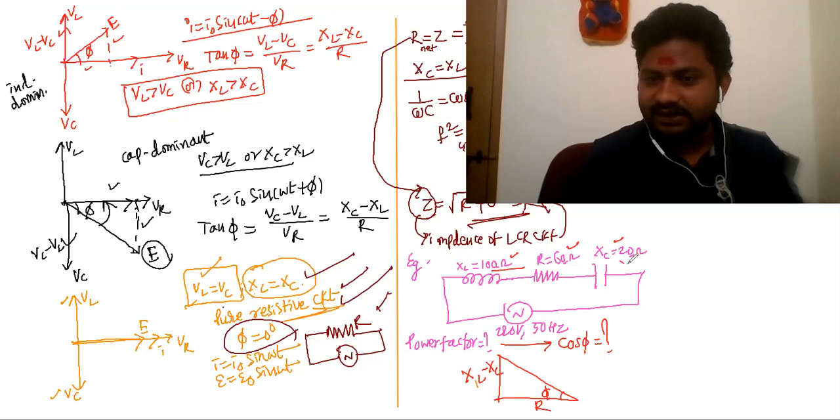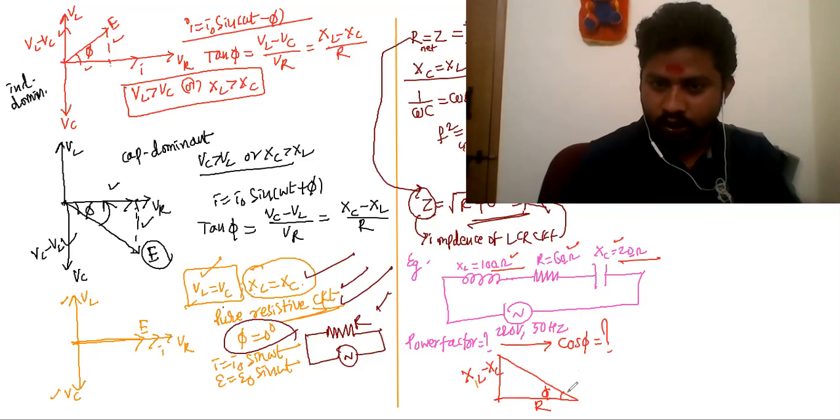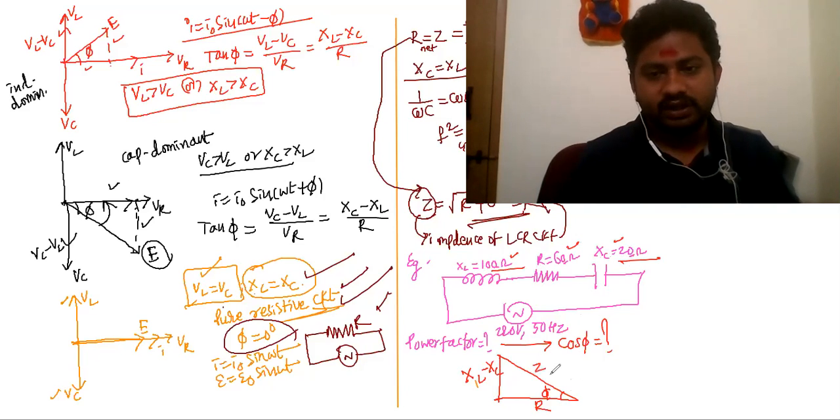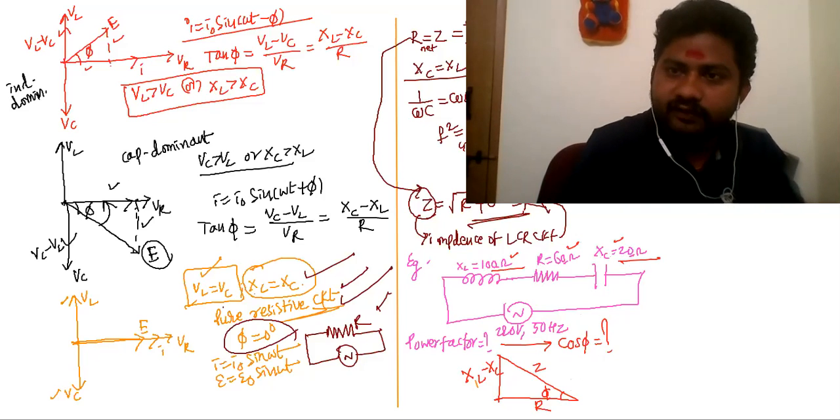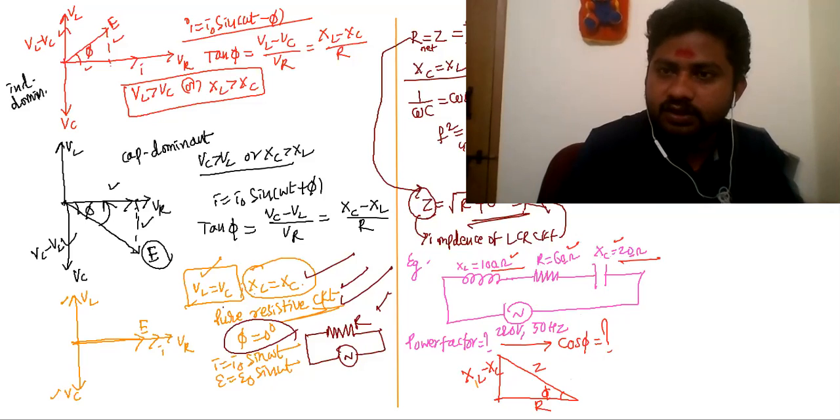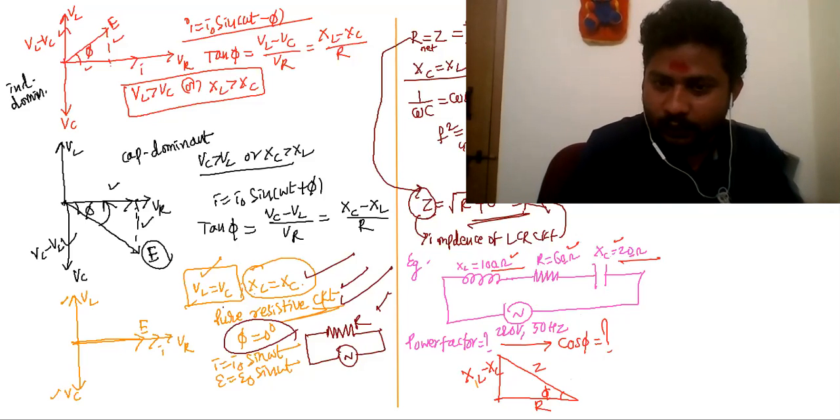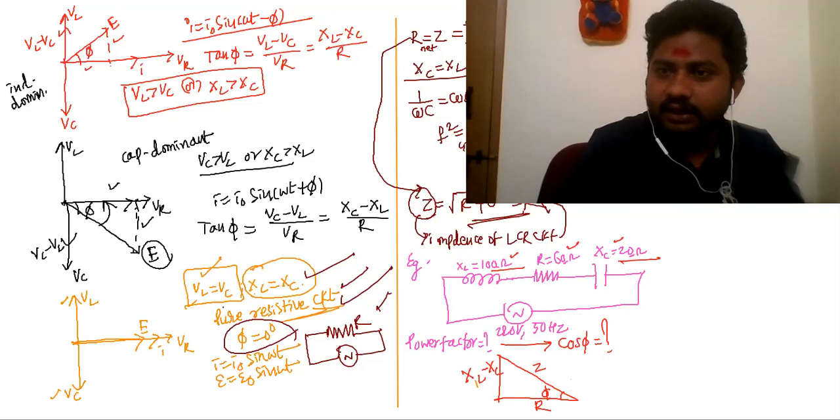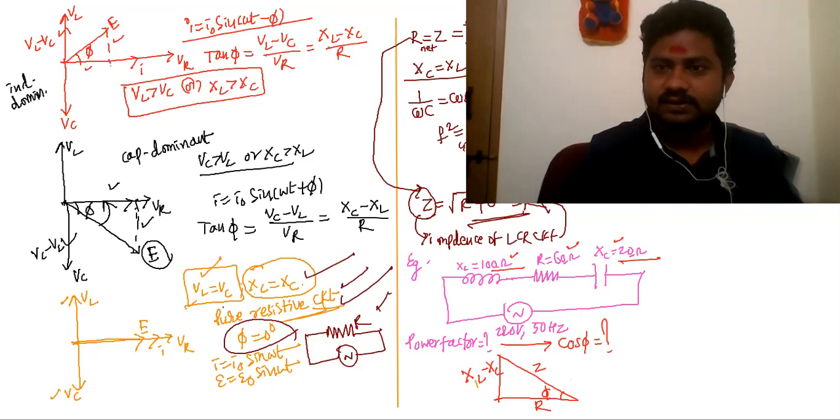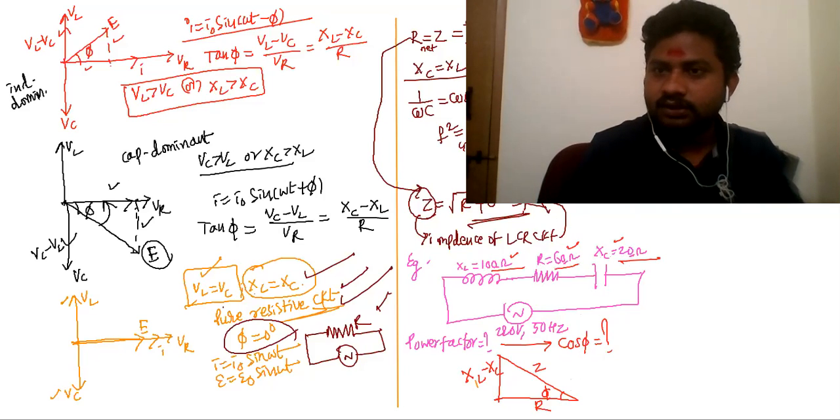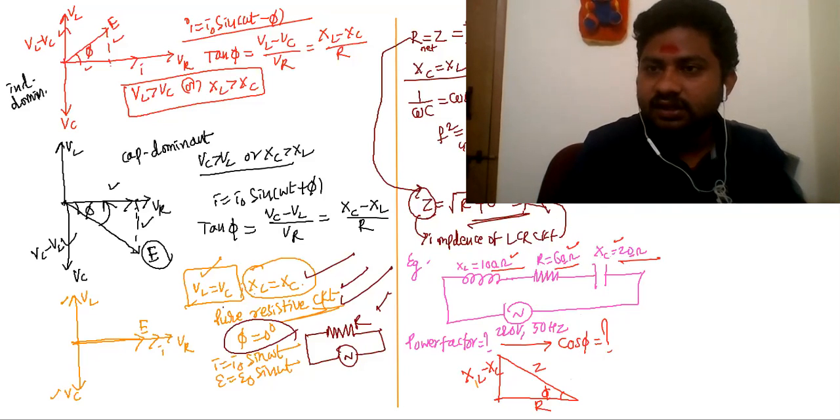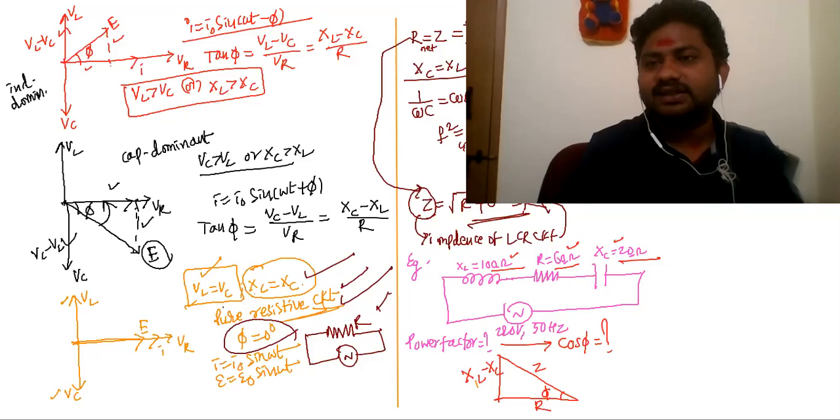XL is 100, XC is 20, so it is an inductive dominant circuit. And this is Z, the net resistance, the impedance. To find the cos phi value, cos phi is equal to adjacent side by hypotenuse, so R by Z. R is the resistance of the resistor, 60, divided by Z, the impedance. If you find that Z, you get the power factor.